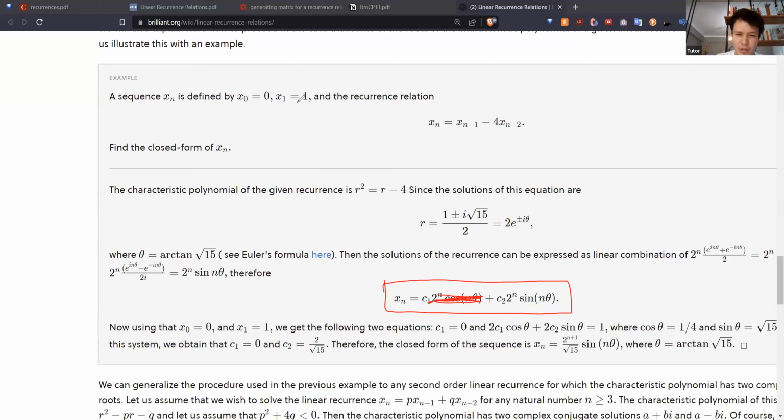And then I plug in n equals 1. So I plug in 1 in here, and I plug in 1 in here. And I get, I guess, sine theta. I know what sine theta is. How can I figure out sine theta? So see, the thing is, you don't even need to know what theta is.